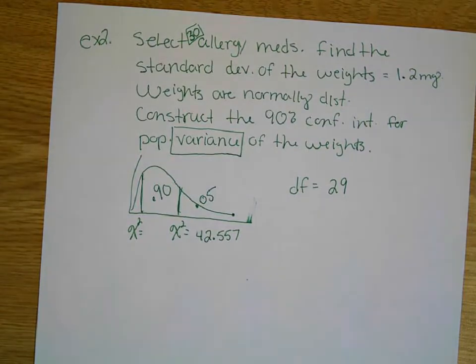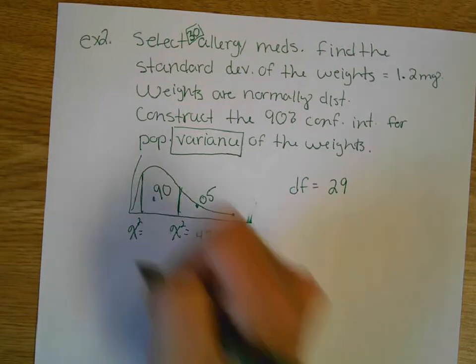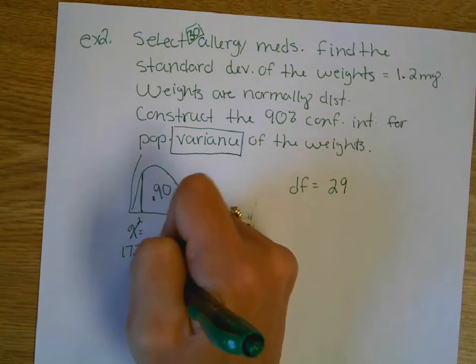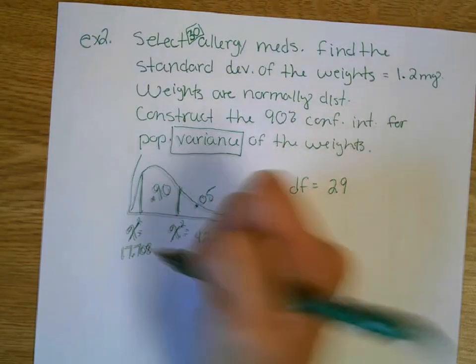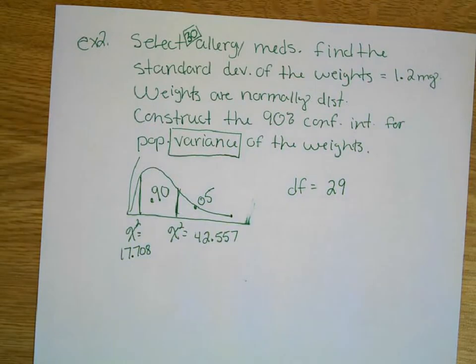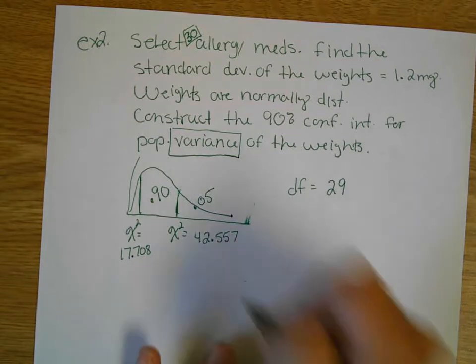Okay, any problems finding those two values? Everybody's good? James, you good at finding those two values? I'm sorry, I was just thinking about something. Yeah. Think about this. Okay, so now we're ready for the variance interval.